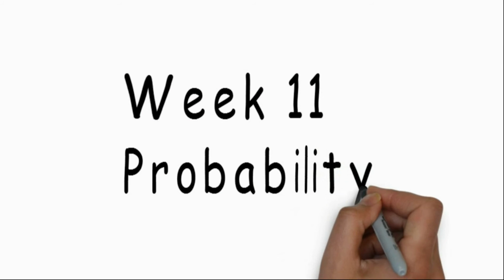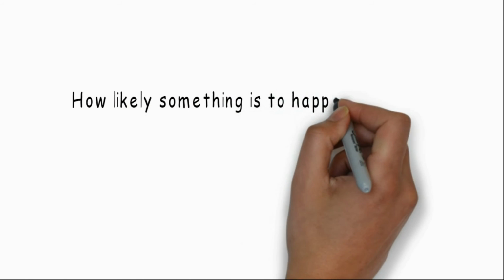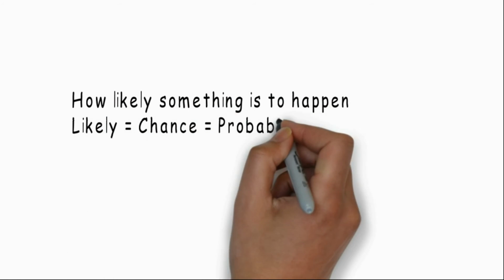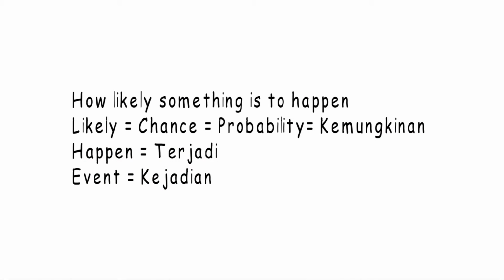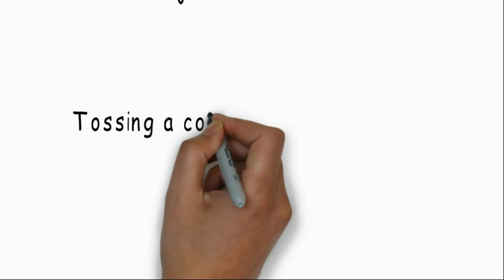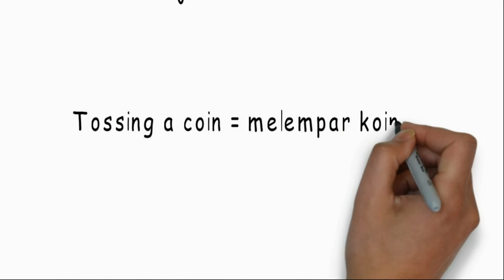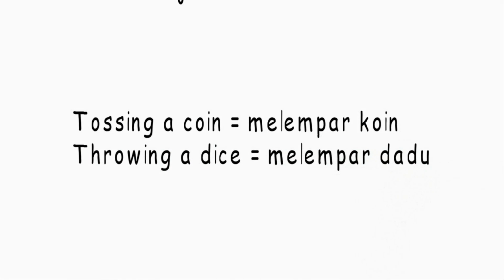In week 11, we learn about probability. Probability actually means how likely something is to happen. Likely also means chance, also means probability. The other two terms that you will hear a lot when you talk about probability are happen and event. The other terms that you will come across a lot are also tossing a coin or throwing a dice.